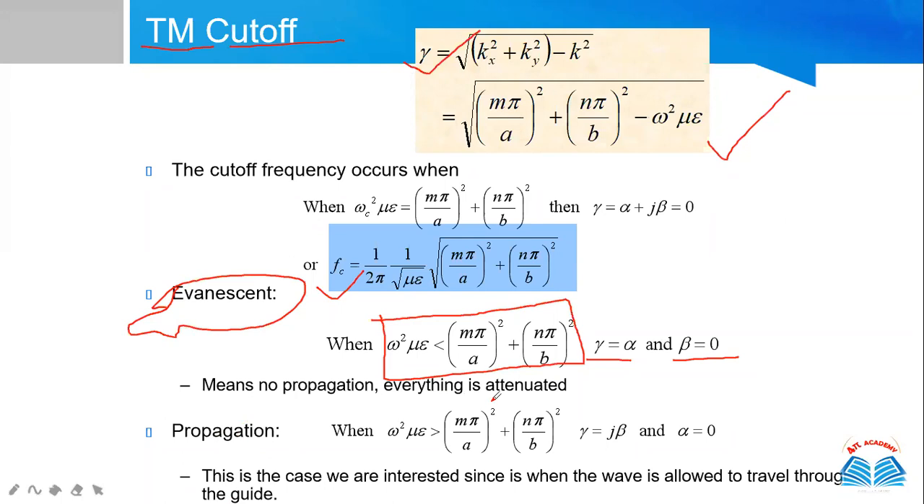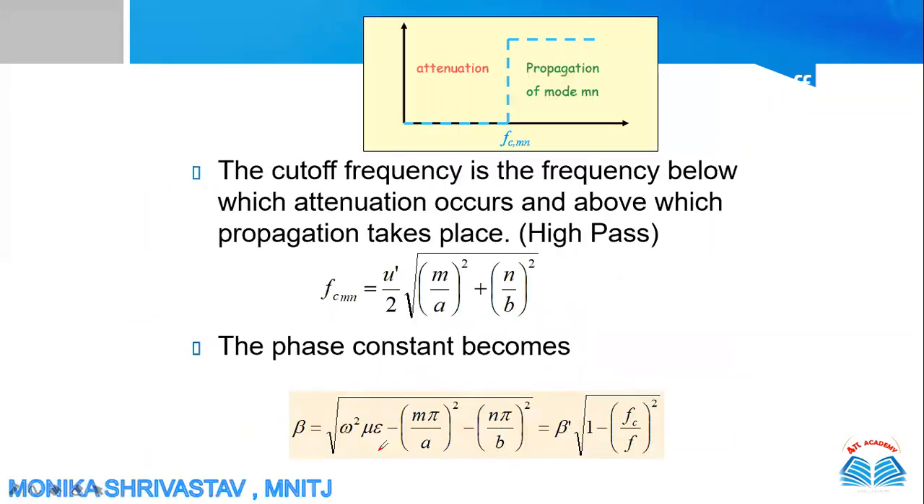So for attenuation, this is the condition, and for propagation, this is the condition. Just the sign is changed. Omega square mu epsilon will now be greater than (m pi over a) whole square plus (n pi over b) whole square. Okay. Some cases for TM modes we are studying.